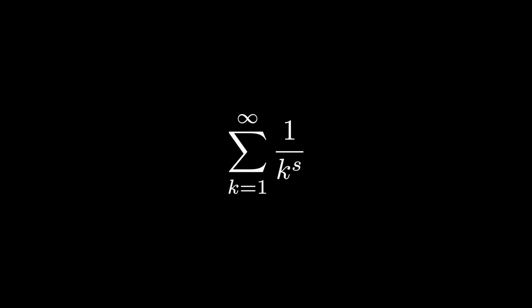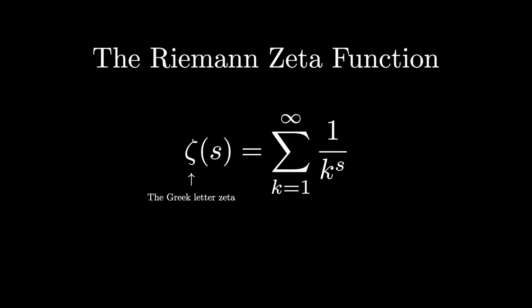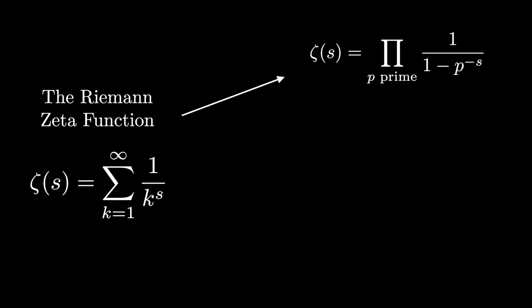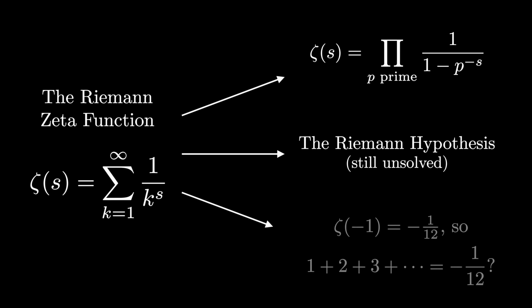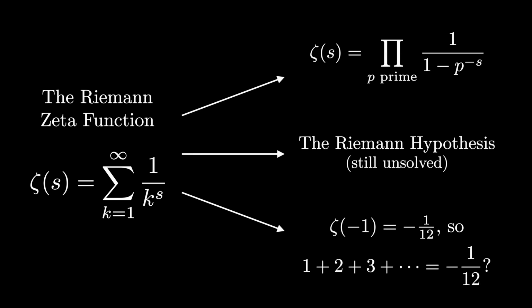This infinite sum is called the Riemann Zeta function. This function is famous for several reasons. It's intimately connected to the prime numbers, it's the topic of one of the biggest unsolved problems today, and its value at -1 is responsible for the bizarre claim that the sum of all the natural numbers is -1/12.